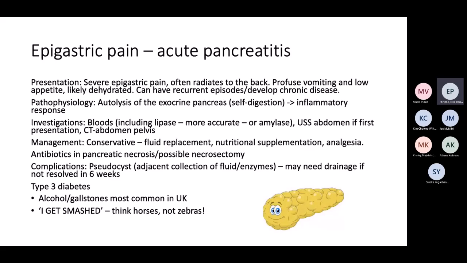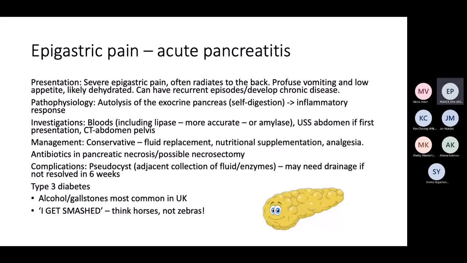If they've got evidence of necrosis, so they're in hospital, they're not improving, and their inflammatory markers just keep getting worse, or they're showing septic signs, then it's possible that they've developed pancreatic necrosis, in which case sometimes we go in surgically and remove the necrotic tissue.